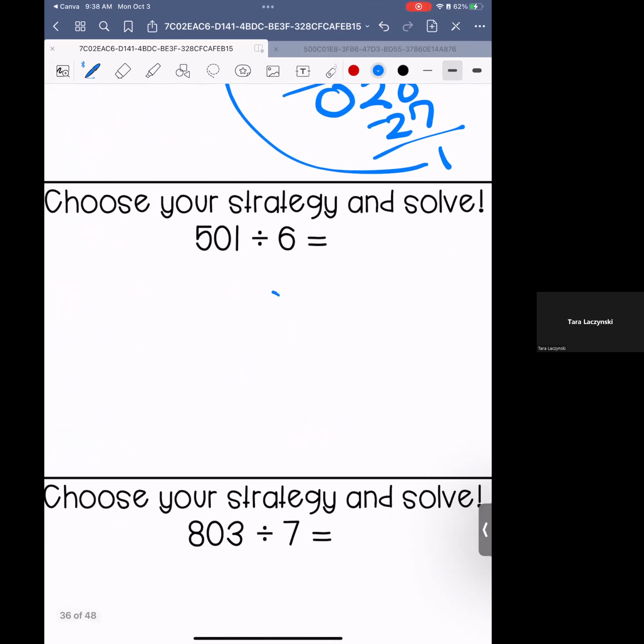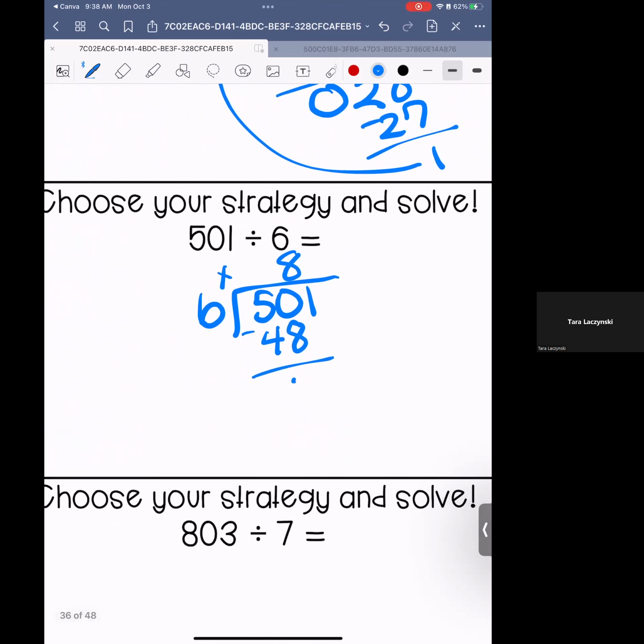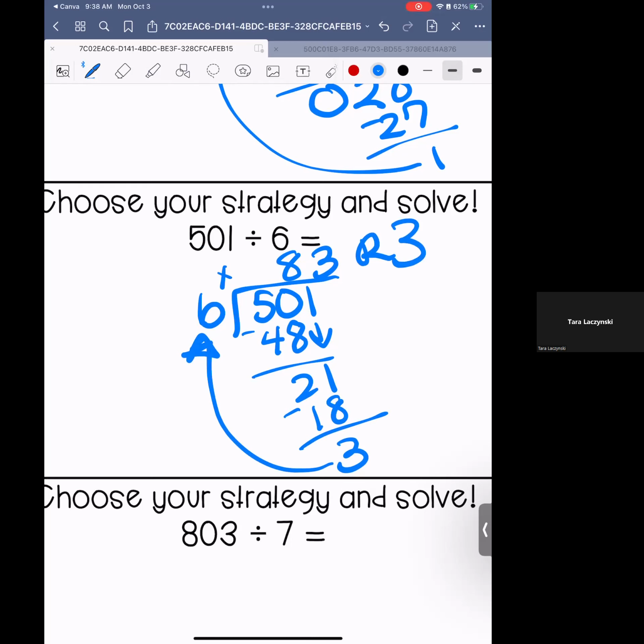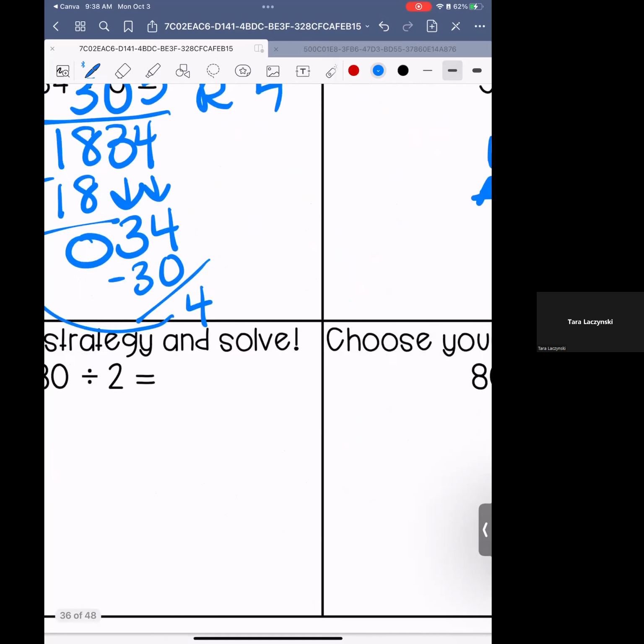All right, 501 divided by 6. 6 does not divide into 5, but it divides into 50 8 times. 6 times 8 is 48. 50 take away 48 is 2, bring down my 1. 6 goes into 21 3 times, which gives us 18. We subtract to have 3. 3 is smaller than 6, which makes it a remainder. 83, remainder 3. 2 more on this page.